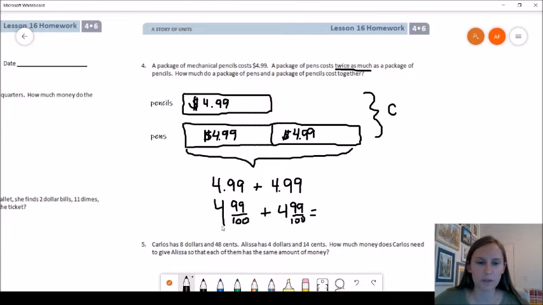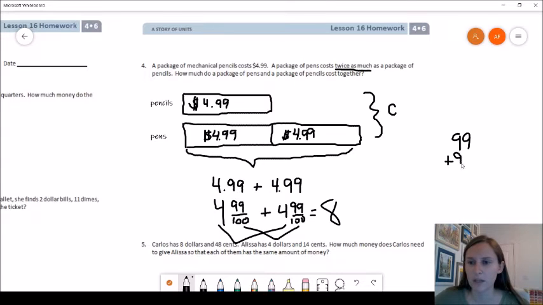So if we add our whole numbers, 4 plus 4 gives us 8, and then 99 hundredths plus 99 hundredths. Well, I'm going to write this off to the side to see what 99 plus 99 is for my numerator. So 99 hundredths plus 99 hundredths, 9 plus 9 is 18. Drop my 8, carry my 1. 9 plus 9 plus 1 is 19. Drop my 9, carry my 1. So 198 hundredths. So I have 8 wholes and 198 hundredths, but this is an improper fraction.